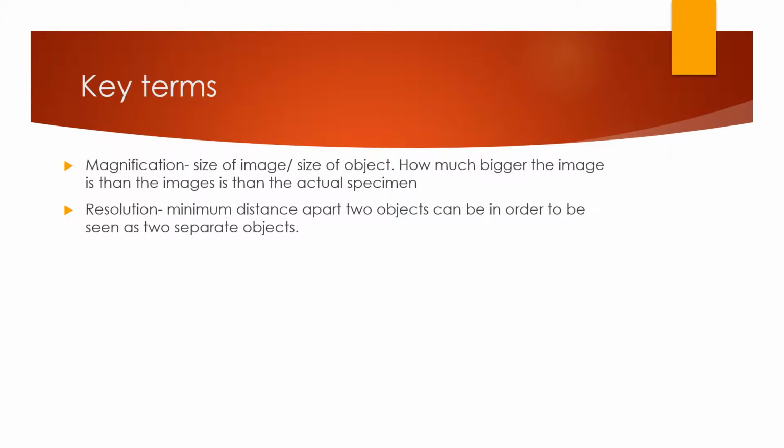Key terms. Magnification is the size of an image divided by the size of an object, which is the actual calculation. It's how much bigger an image is than the actual specimen. Then the resolution is the minimum distance apart that two objects can be seen as two separate objects. Because at a certain magnification, two objects that are very close together will start to look like one. So the better the resolving power, the better the microscope.